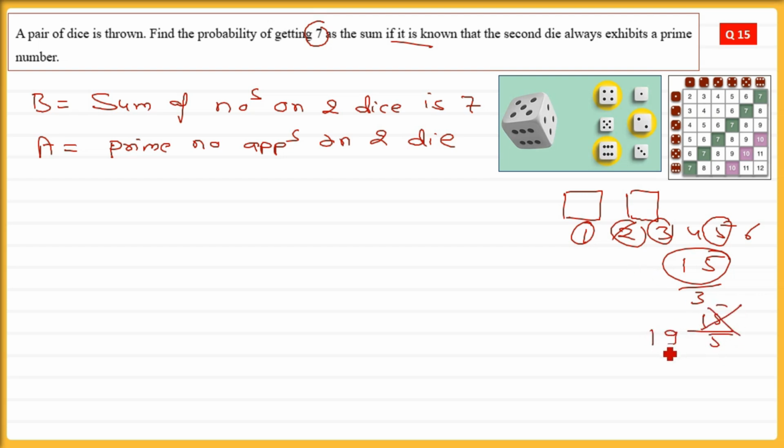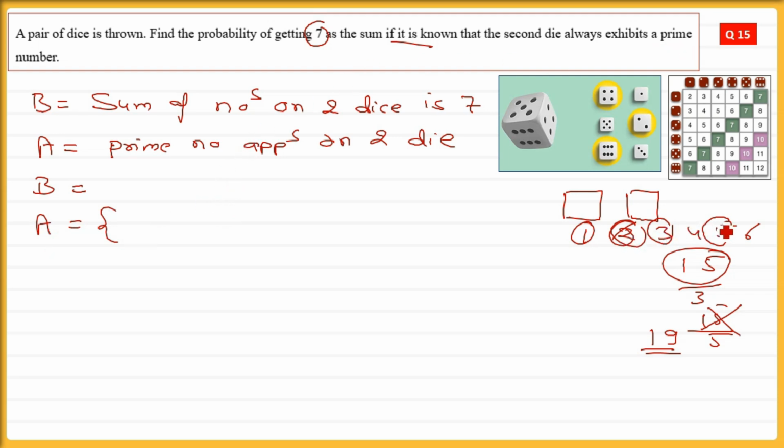Numbers which cannot be divided by any other number, like 19, like 17. So set B, this is sum of numbers on two dice is 7. We have just done a question like this. Let's make A first. Second die is exhibiting a prime number.